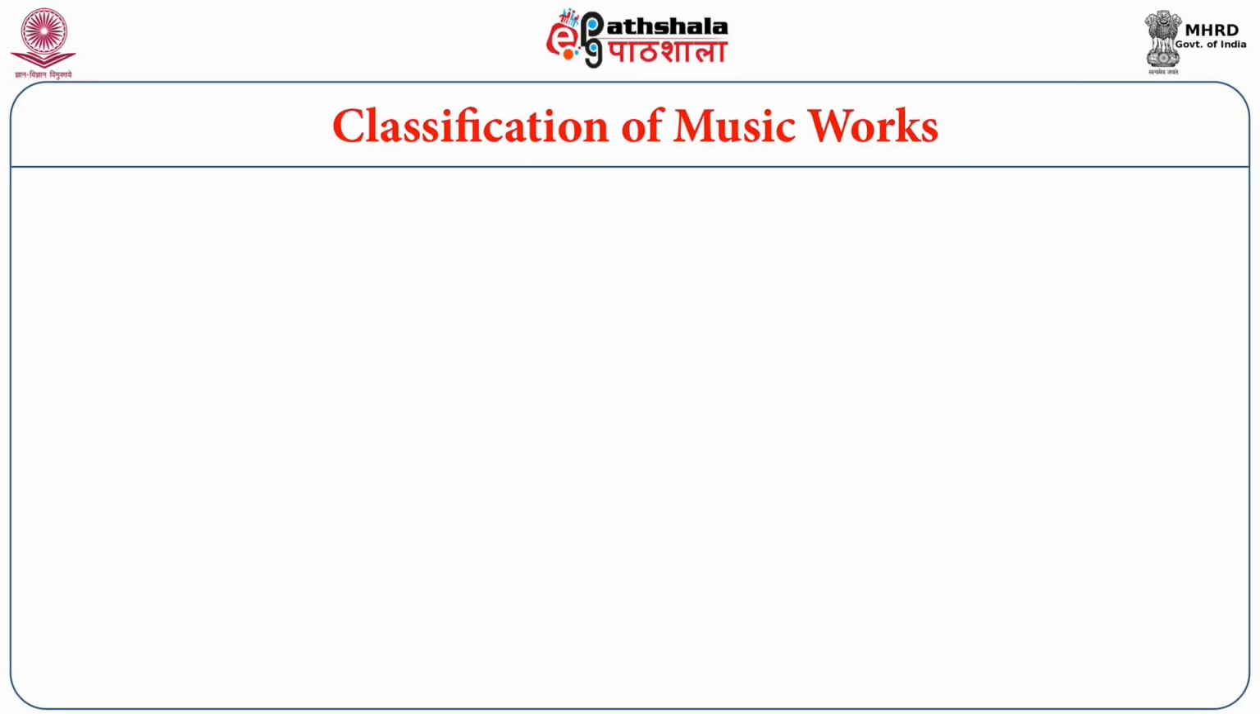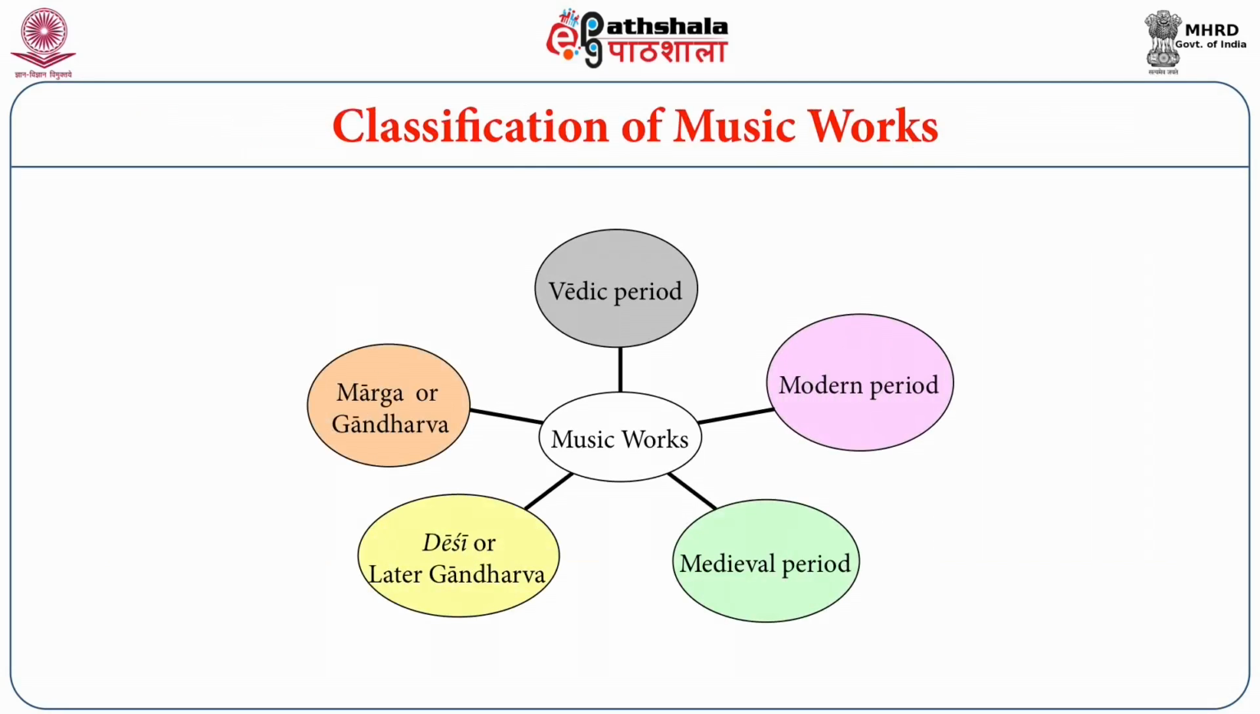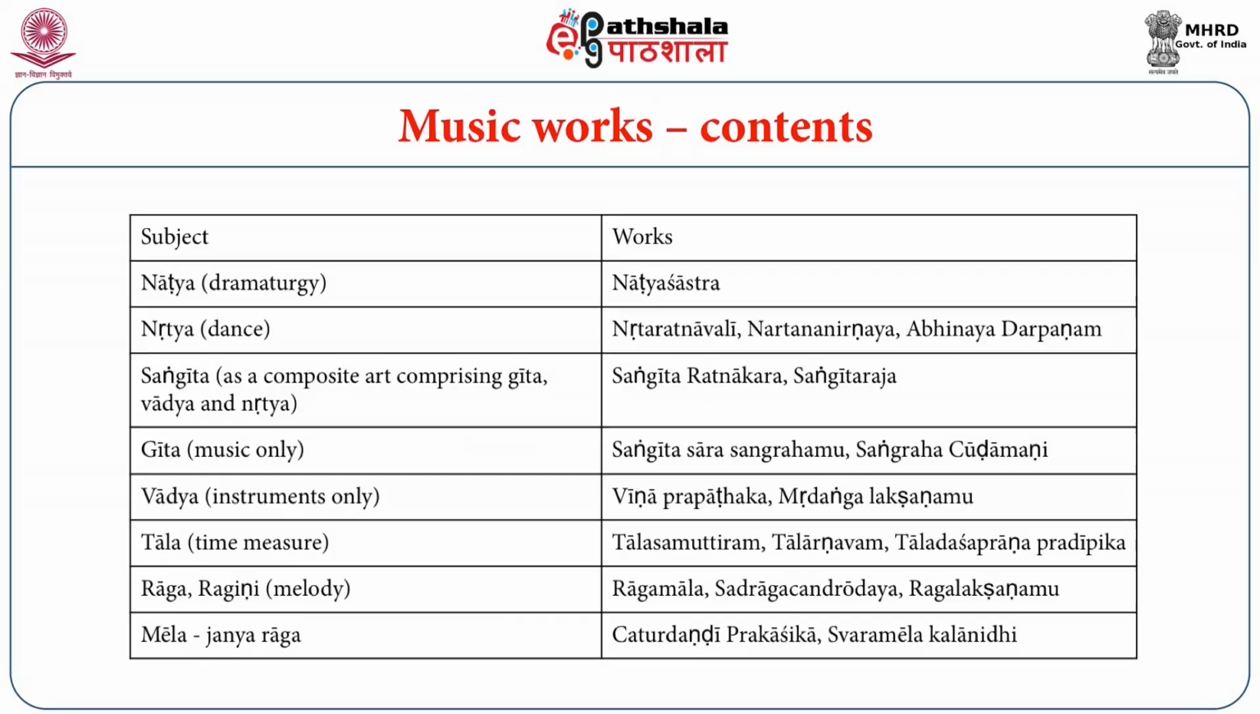Now, how would we classify the music works? Music works can be classified into the works related to the Vedic period, to the Gandharva period, to the Deshi period, to the medieval period and modern period. The Gandharva period would include the works of the 2nd to 4th centuries, the later Deshi period up to the 13th century. Medieval period would refer to the works of the 14th, 15th to 17th, 18th centuries, the modern period or the musicological works which were written down in the past 2 centuries. Now you can see a list of music works.